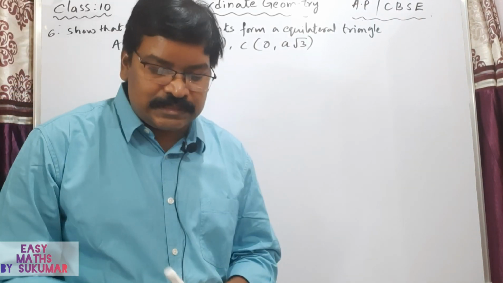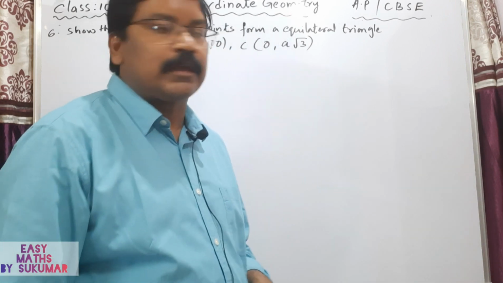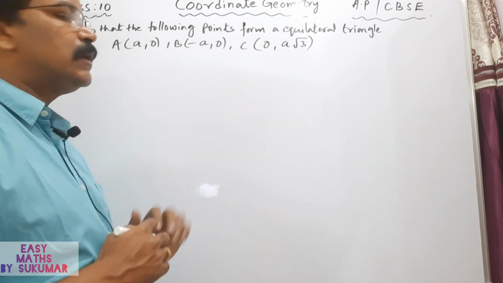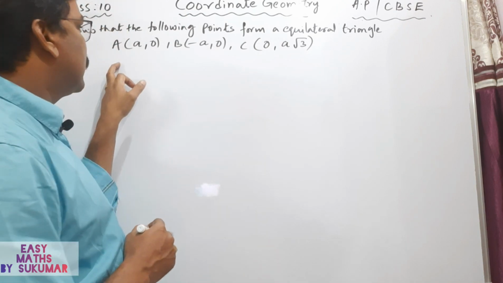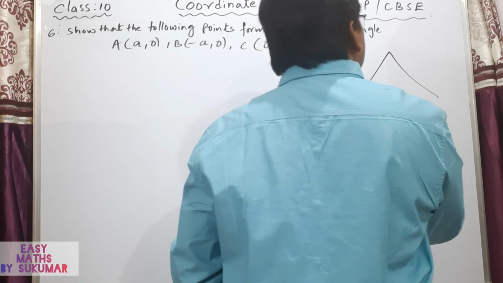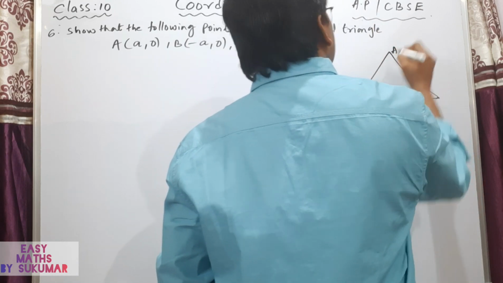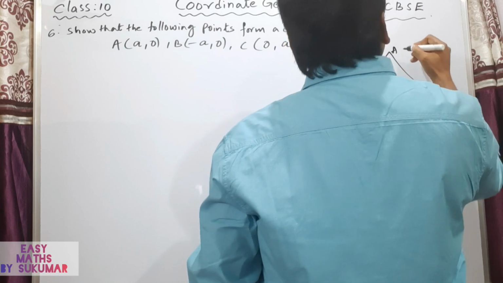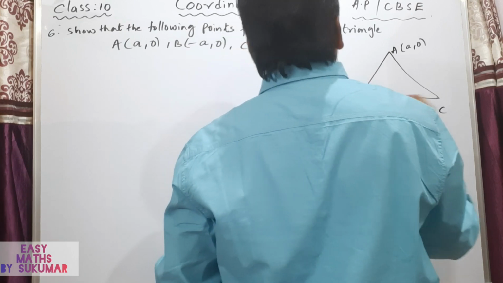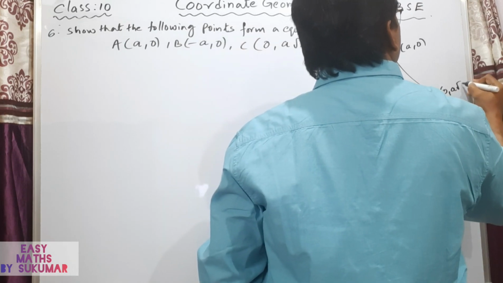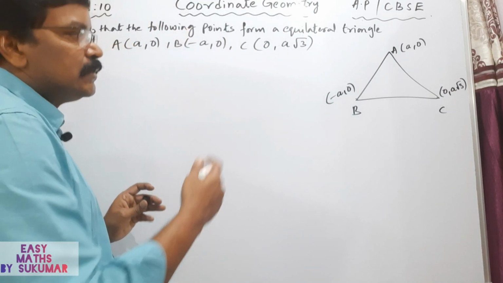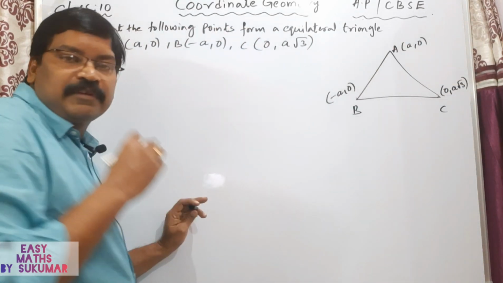Coming to the sixth question, in exercise 7.1: Show that the following points form an equilateral triangle. Here are capital A, capital B, capital C, that means the three vertices are given. We have to prove that these three vertices are the vertices of an equilateral triangle. A is (a, 0), B is (minus a, 0) and C is (0, a root 3). These are the three vertices of an equilateral triangle.